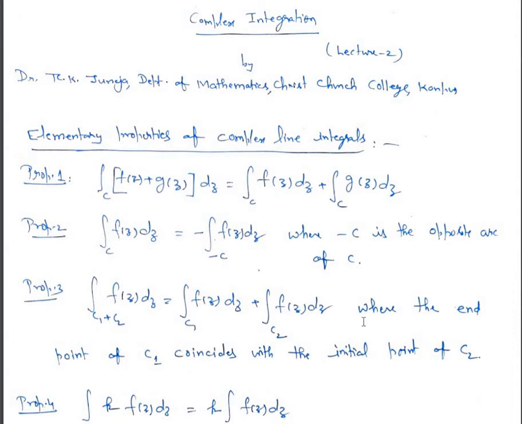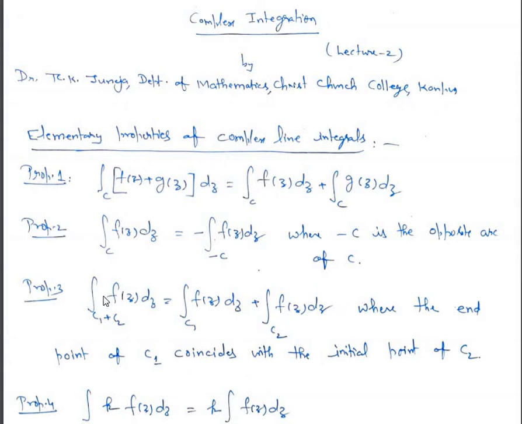Dear students, let's take a few elementary properties of complex line integrals. First property: the integral over C of f(z) + g(z) dz is the integral over C of f(z) dz plus the integral over C of g(z) dz. Second property: the integral over C of f(z) dz is minus times the integral over -C of f(z) dz, where -C is the opposite arc of the contour C. Means if contour C is from A to B, then contour -C is from B to A.